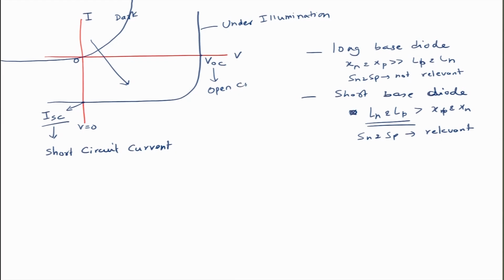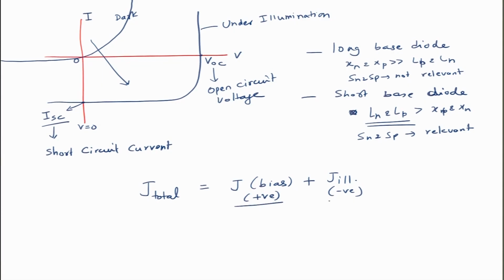the open circuit voltage, VOC. Essentially, if you now look at the total current, J total was equal to J bias, which is positive, and J illumination, which is negative. At this point, these two components outweigh each other completely, right.